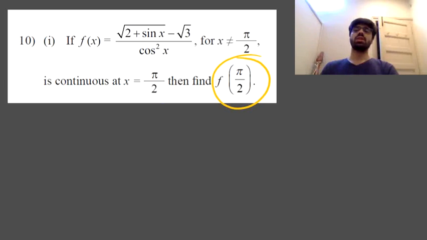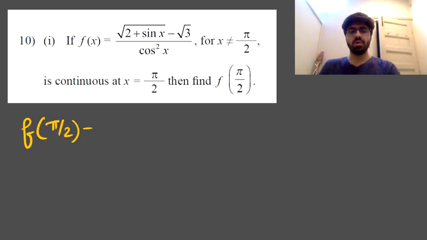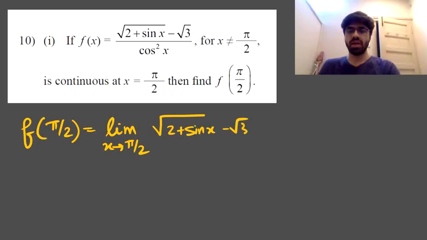If the function is continuous at x equal to pi by 2, you will simply say that f of pi by 2 should be equal to the limit of x tends to pi by 2 of f of x, and in place of f of x we will write whatever function they have given to us, that is root over 2 plus sine x minus root 3, the whole divided by cos square x.